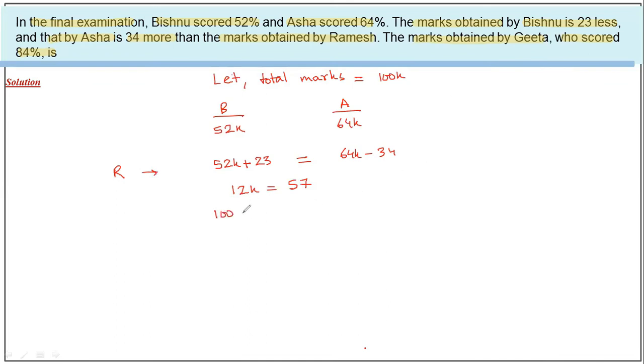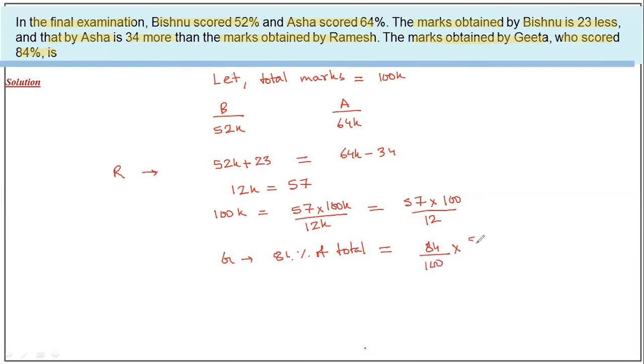So 100k is equal to 57 into 100 by 12. Now Geeta obtained 84% of total, so that will be equal to 84 by 100 into 57 into 100 by 12. So 57 into 7 is equal to 399.